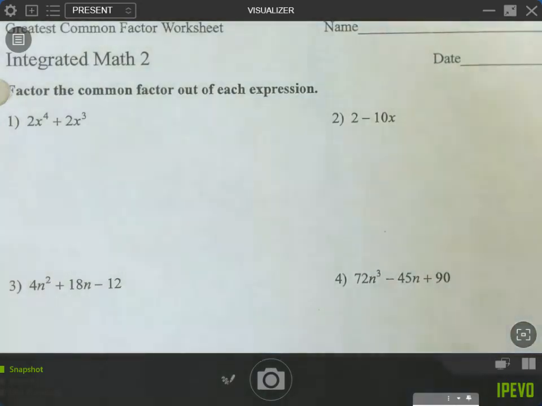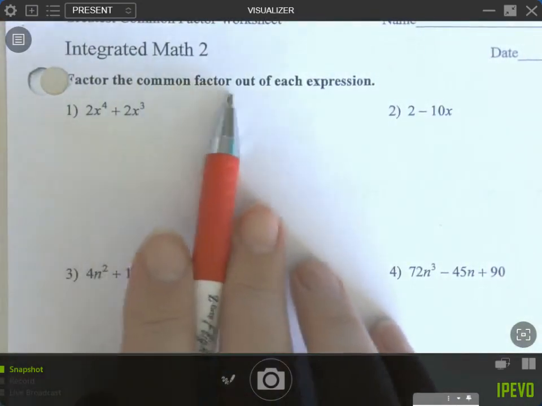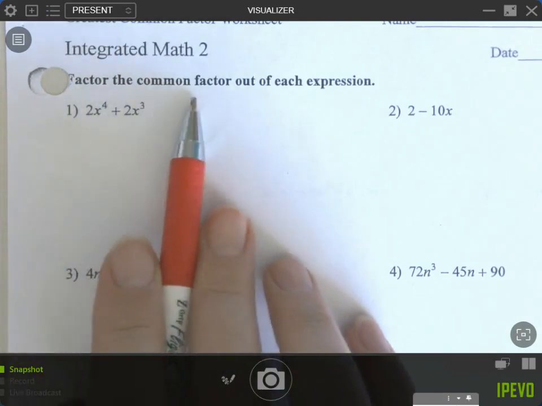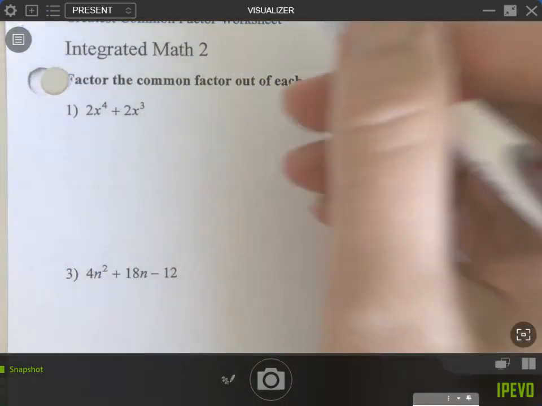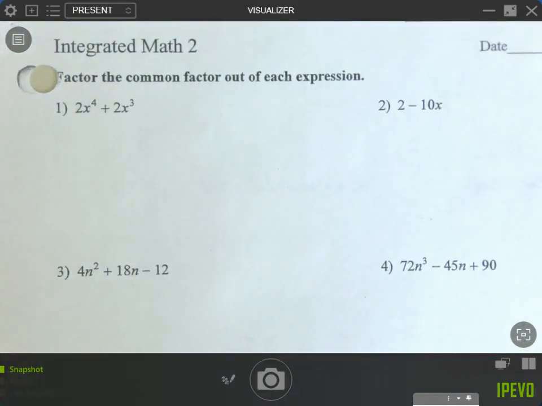All right, so we are on worksheet A47. If you look at it, it is still asking you to factor out the greatest common factor, or in this direction, factor the common factor out of each expression. So that means we're factoring out the GCF. There's a big difference between factoring out the GCF and just finding the GCF.